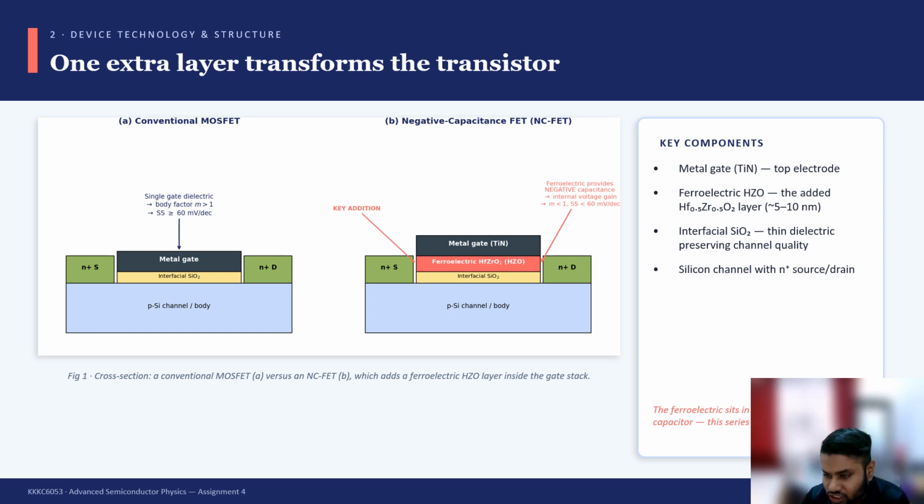The only fundamental change is the insertion of a thin ferroelectric layer, typically hafnium zirconium oxide, or HZO, between the interfacial oxide and the metal gate. So the gate stack now has the ferroelectric capacitor in series with the normal MOS capacitor. That series arrangement, listed in the key component on the right, is the entire trick, and it's why NCFETs are considered CMOS compatible rather than exotic. So let's go to the next slide.